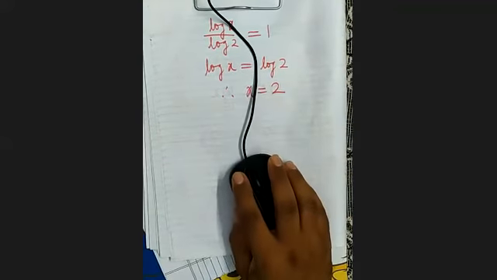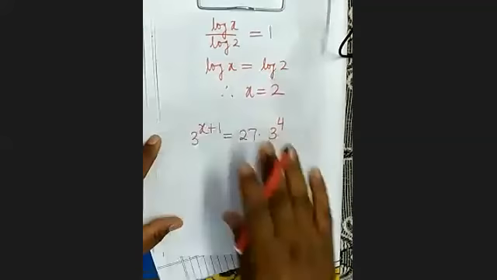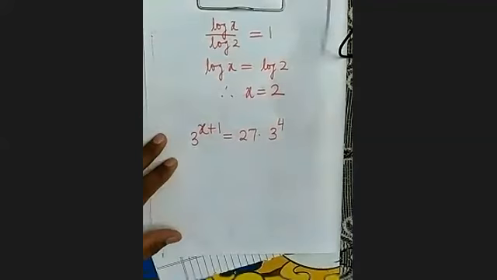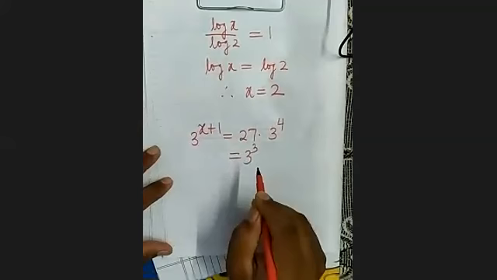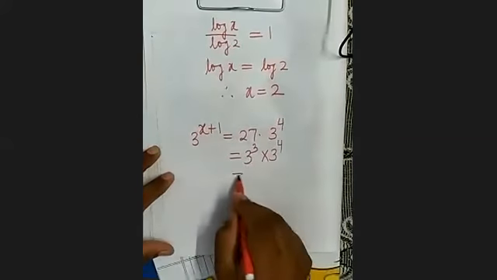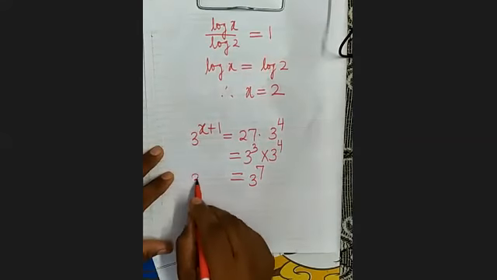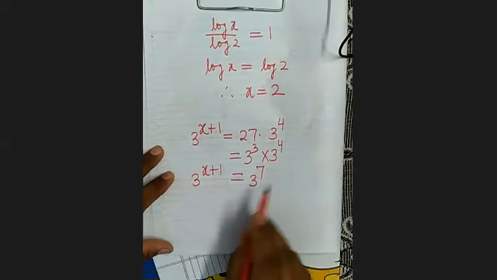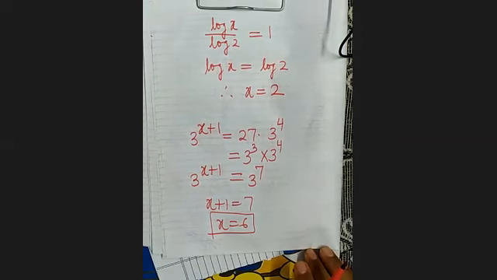Sir, can you please tell a question from the chapter? So see here, how do you solve for x? 27 you can write as 3 to the power 3 into 3 to the power 4. Therefore, it will become 3 to the power 7. And this is 3 to the power x plus 1. On comparing powers, have you understood? Yes, sir. Thank you, sir.